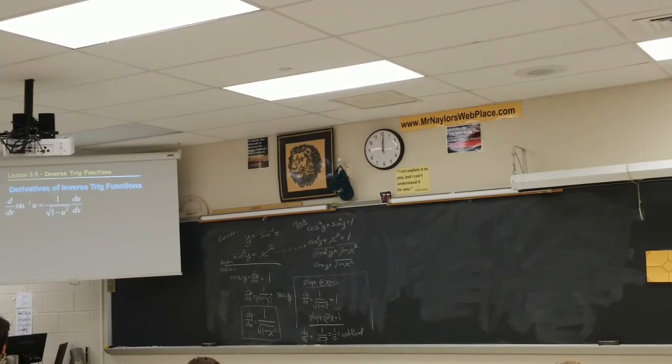Now here's the one that we just did. Notice though that it's given in a little different format. It's in terms of u. I encourage you to write it down in terms of u. So it says that the derivative of inverse sine of u is equal to 1 over the square root of 1 minus u squared times du dx.